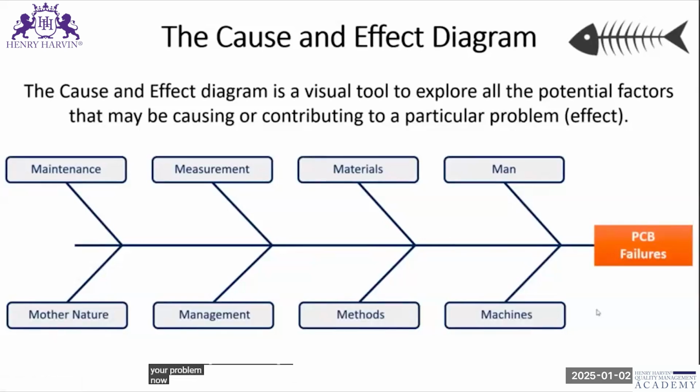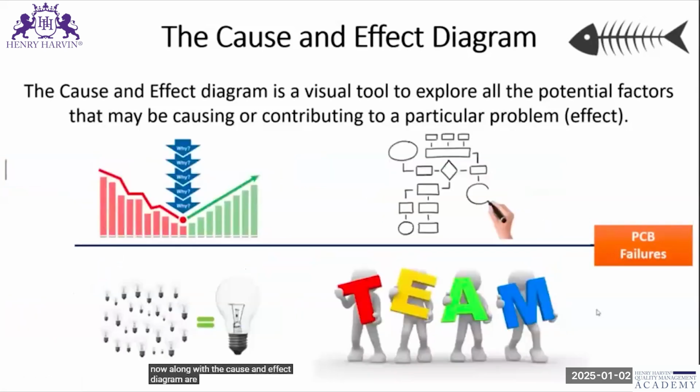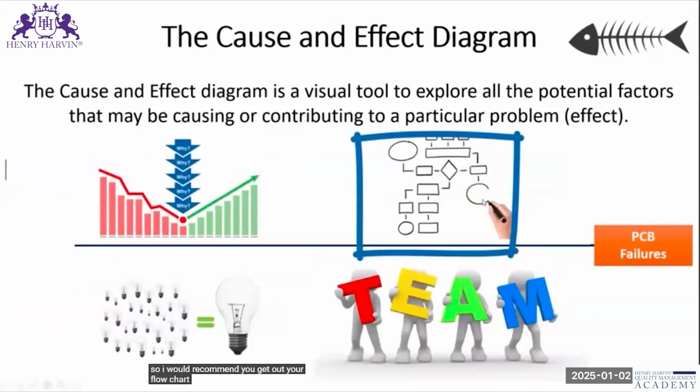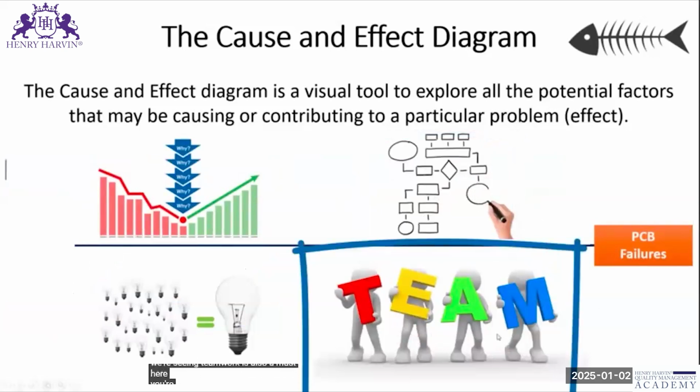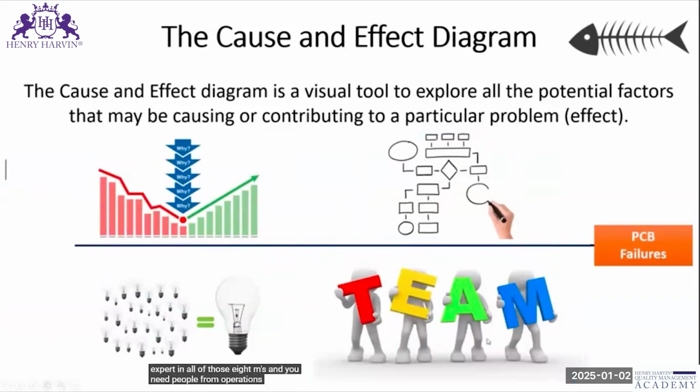It forces you to think about all of the potential different categories or scenarios or causes that might be contributing to your problem. Now, along with the cause and effect diagram are a number of tools that you should be using. So I would recommend you get out your flowchart, look at your process, use your flowchart, and ask yourself, how might each step in the process fail and contribute to the effect that we're seeing? Teamwork is also a must here. You're not going to be a subject matter expert in all of those 8 M's, and you need people from operations and engineering and quality and R&D and marketing and maintenance to really do a thorough analysis in each of those areas to truly understand the root cause.